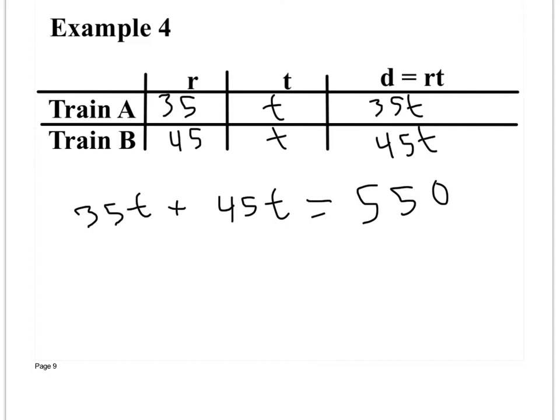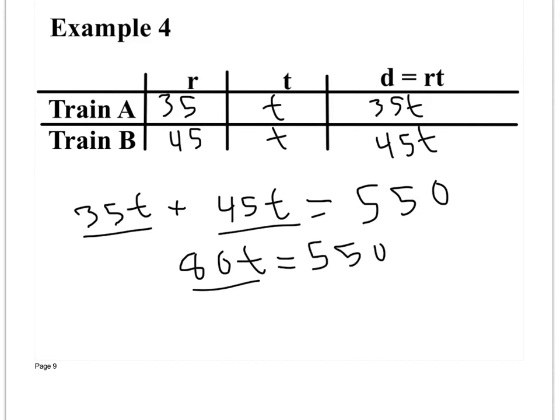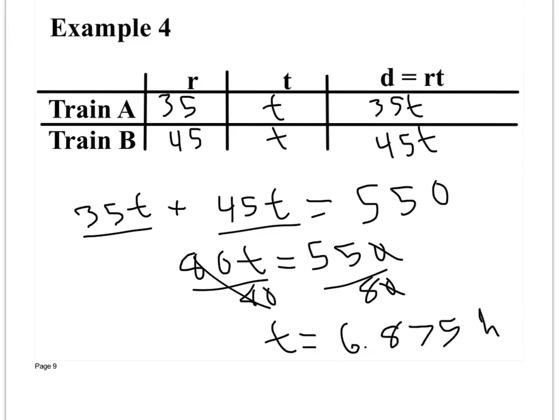So what I do is I add like terms. 35T plus 45T is 80T. We divide both sides by 80. We can get rid of the 10: 55 divided by 8. T equals 6.875 hours. So at about 7 hours, that's when they'll cross. All right, does that make sense?